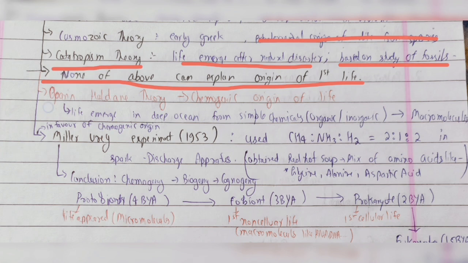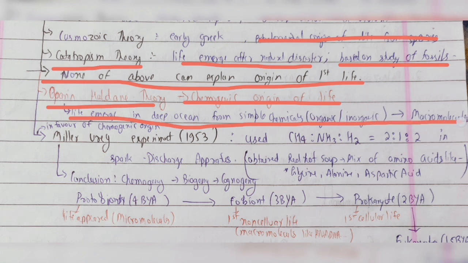After all these unsuccessful attempts to explain the origin of the first life came one of the most advanced studies on evolution, which was given by the Oparin-Haldane theory. It explained the chemogenic origin of life. According to this theory, life emerged in deep oceans from simple chemicals which were either organic or inorganic, and slowly, due to complex reasons, it turned into micromolecules and eventually into the macromolecules that we know today as biomolecules.